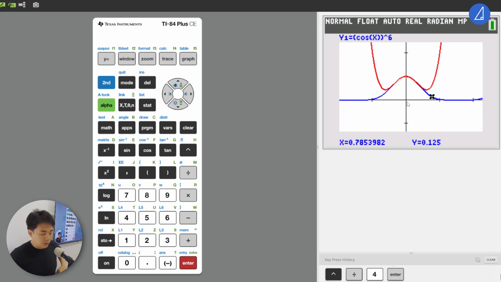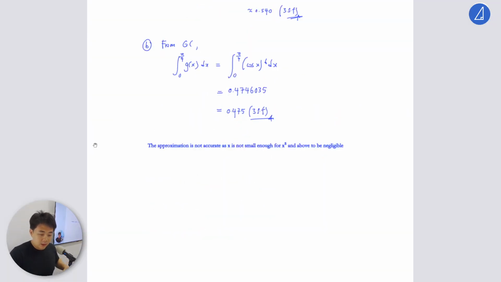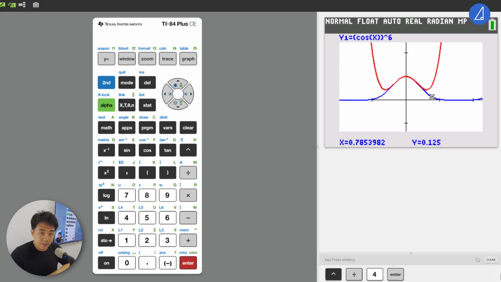So the way you write it is basically because it's not negligible enough. The keyword should be that x is not small enough for x to the power 5 and above to be negligible. From the graph you can see the deviation at pi over 4, there's a gap there. So that's the reason why.